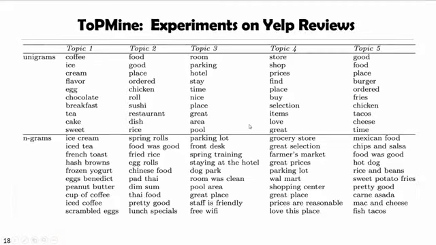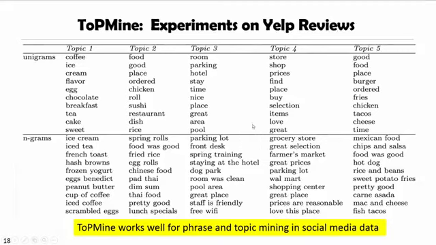Similar experiments on Yelp. Yelp is a social media dataset. For Yelp reviews, people write not quite formally, but we can still see the phrases generated are pretty high quality. For example, Mexican food, chips and salsa, hot dog, rice and beans. You will see these are very typical Mexican foods you can generate using this phrase mining. First do phrase mining, then do topic modeling.